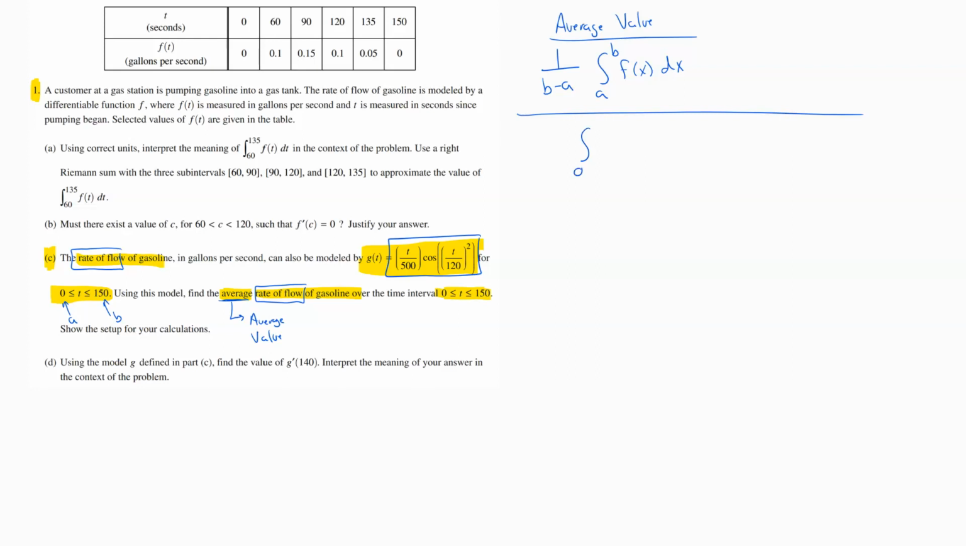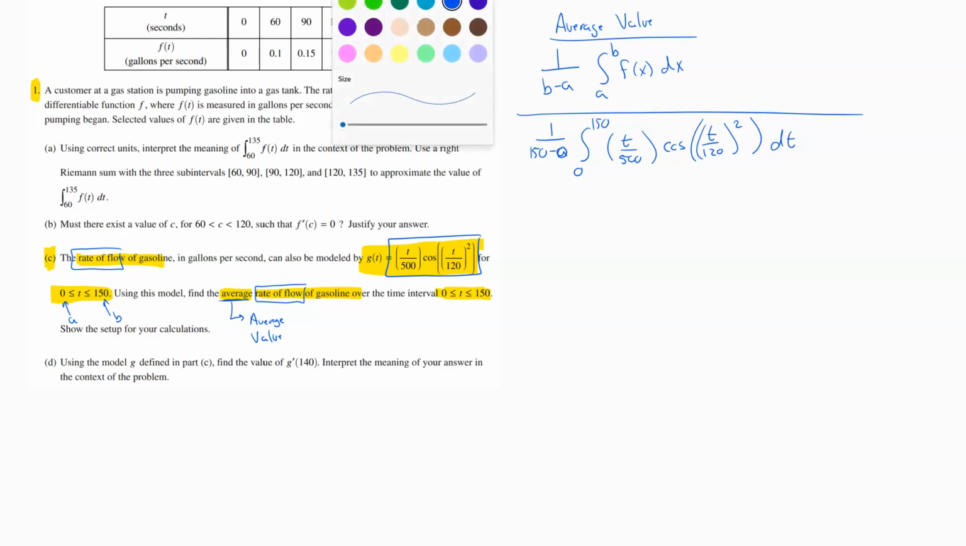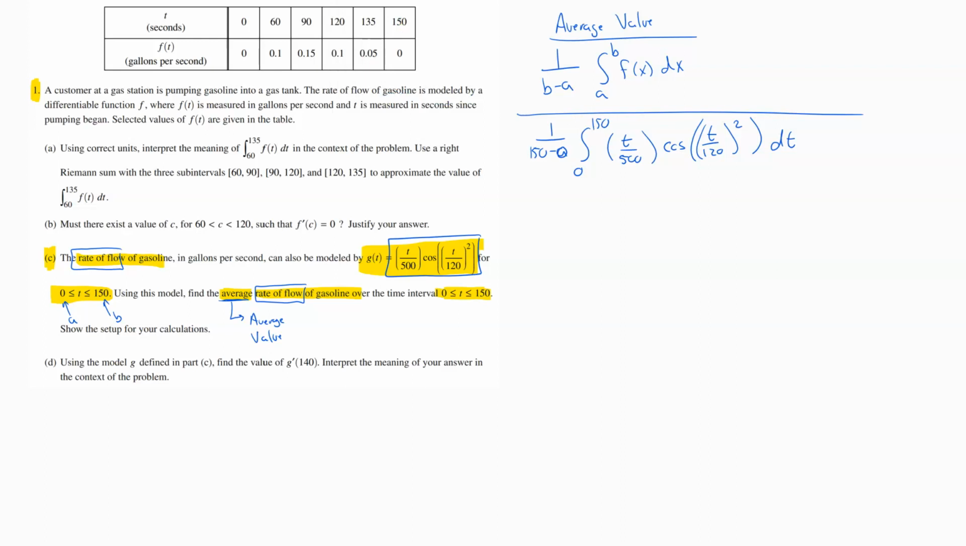So I would do the integral from 0 to 150, and then out in front of that, the b value is 150 minus our a value, which is 0. And then the equation we're using will be t over 500 times the cosine of t over 120. All of that is inside the squared here. Just to make sure you don't think that's cosecant, I'll go ahead and erase that a little bit better. And then dt.